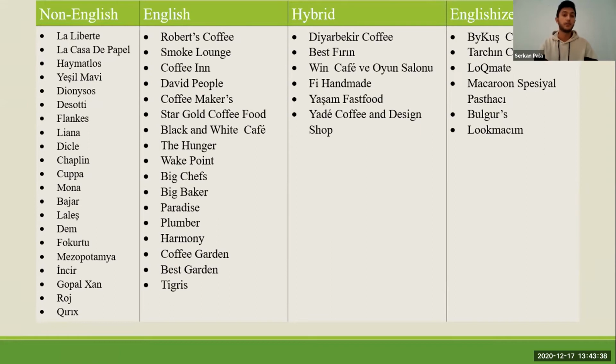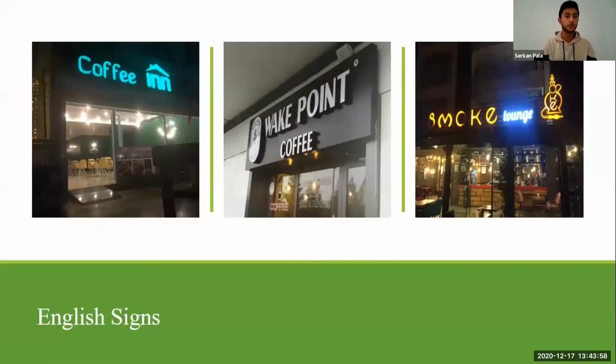Here some cafes use the possessive form 's, for example, Robert's Coffee and Coffee Makers. They use the possessive form to give the impression of branding to their cafes. So as we mentioned, Englishized and hybrid signs don't have that much prevalence in the city. Each of them just has 6 out of 50. So let's have a look at each type of sign one by one.